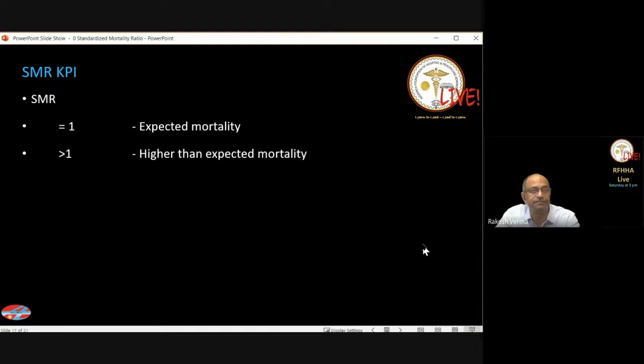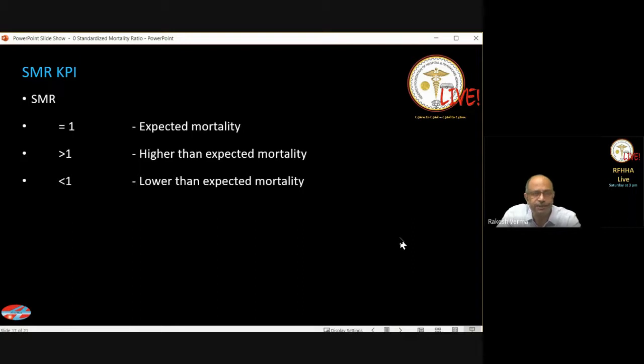And obviously, the moment we hear that the mortality was higher than expected, it means what? It means that the scores predicted that the mortality is a certain number. However, we ended up having a higher mortality. And what does it mean? It simply means that the ICU systems need to be looked at, because obviously there is a concern. There is something that is causing higher mortality than expected.